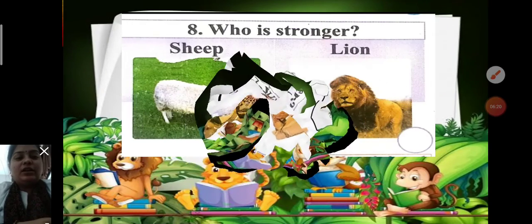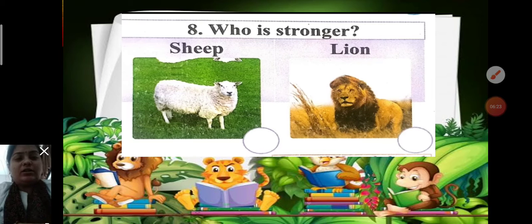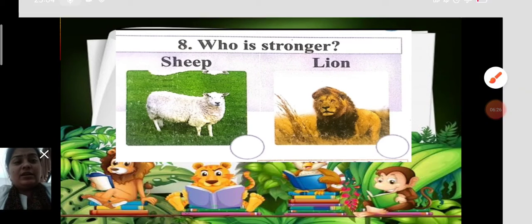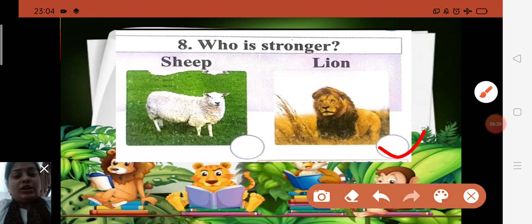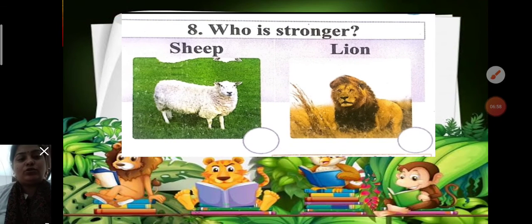After that, children, who is stronger? Yes, children, already you can see the lion. Why? Because the lion is called the king of the jungle. It is also a flesh-eating animal. A lion eats the flesh of other animals. It is very dangerous for us. But the sheep is not stronger. Also, children, it is a domestic animal. We get wool from the sheep. So which is stronger? You will write that the lion is stronger.